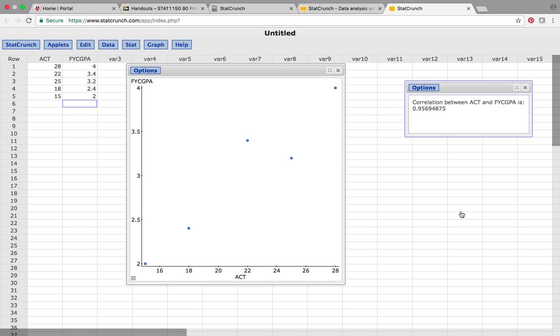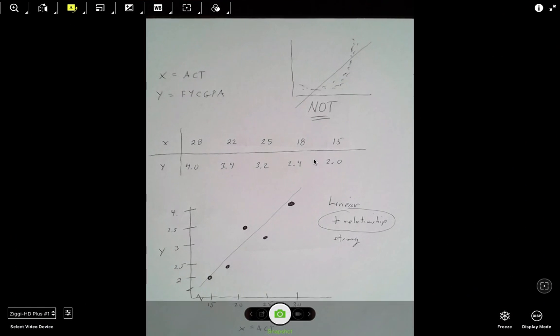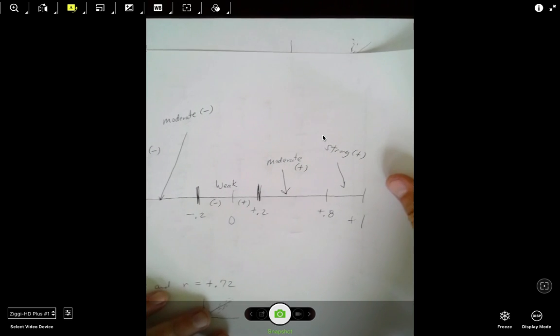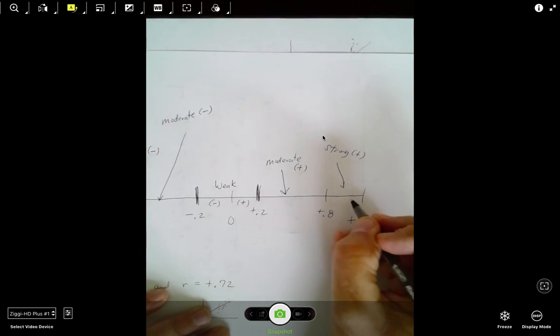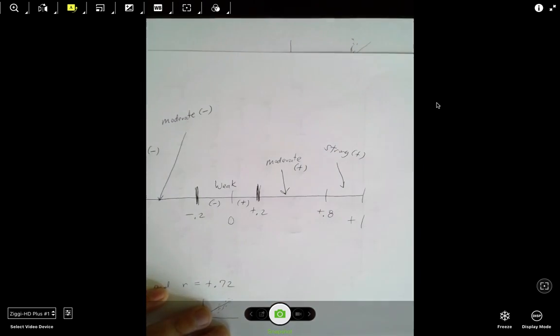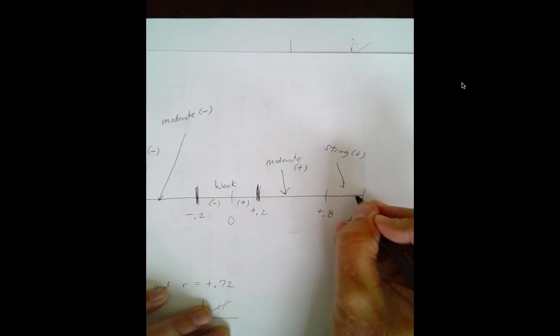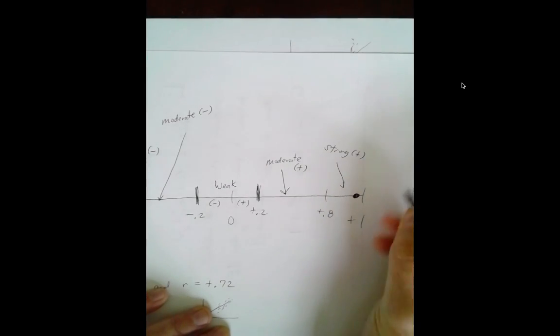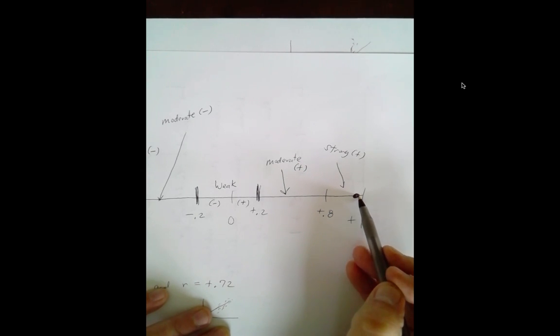So guys, I can see there that the correlation between ACT and first year GPA is 0.97. So when I go back to my chart that I had before, 0.97 would fall about right there. So I can see that I have a strong positive relationship between high school GPA, or I'm sorry, between ACT and first year college GPA.